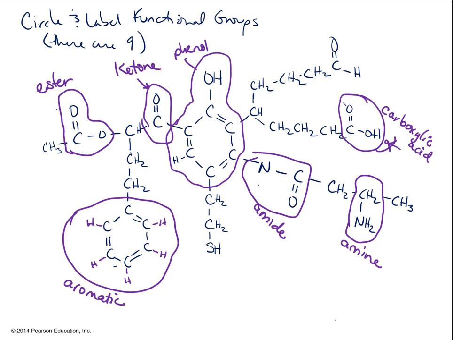If it's in the middle of the chain, it's either a ketone or an ester. So all you want to do is look: is there another oxygen connected to that carbon that's got the double bond oxygen? If yes, it's an ester. If no, it's a ketone. So those two are kind of like pairs, kind of like aromatics and phenols.